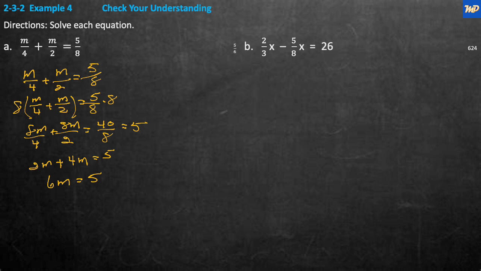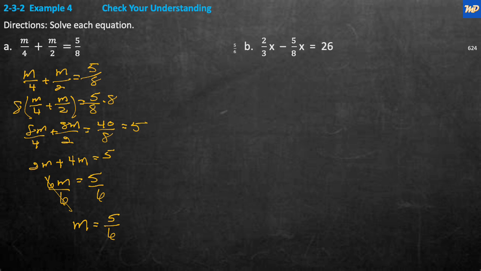6m equals 5. Now we have to get the m by itself, so we have to divide both sides by 6 or multiply each side by 1/6. It's faster if I just divide by 6. Divide by 6 over here and divide by 6 over here. So these 6's cancel and we get m equals 5/6. And that is the answer.